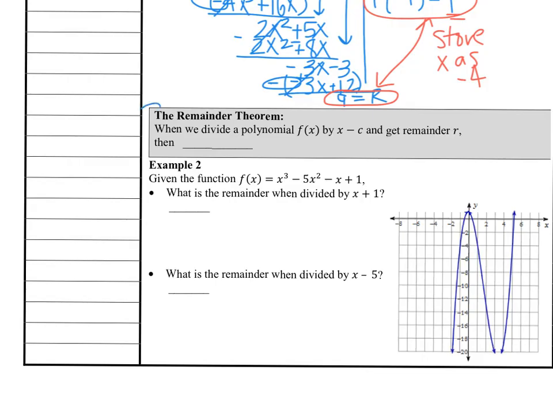So the remainder theorem is right here, and it says when we divide a polynomial f of x, so any given polynomial, by x minus c, so this means the opposite sign of when you plug in the number, and get a remainder r, then we're going to get f of c, whatever the number is, the opposite sign of what's given in the binomial. f of c is going to equal your remainder. Okay, so you'll get your remainder out.